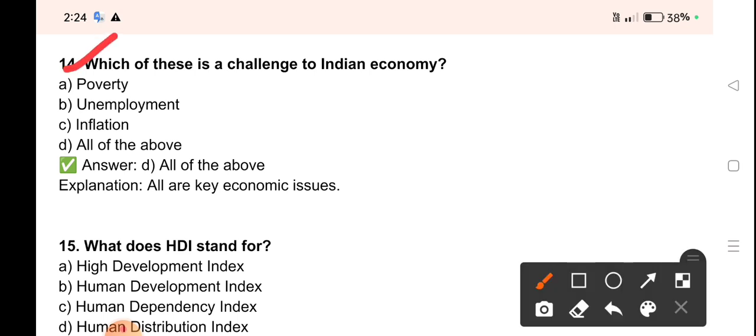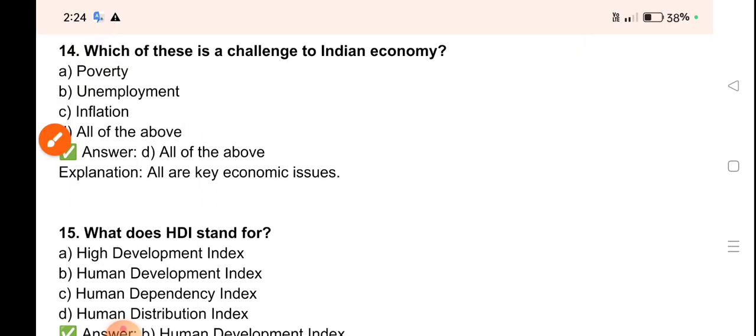Which of these is a challenge to the Indian economy? Poverty, yes. Unemployment, yes. Inflation, yes. These are all challenges to the Indian economy. All are key economic issues.